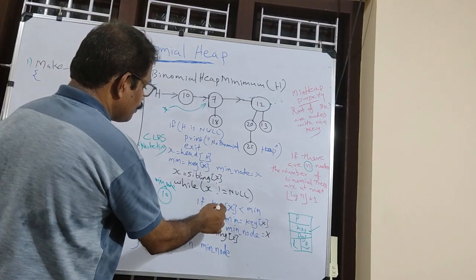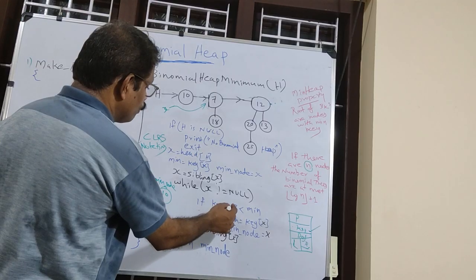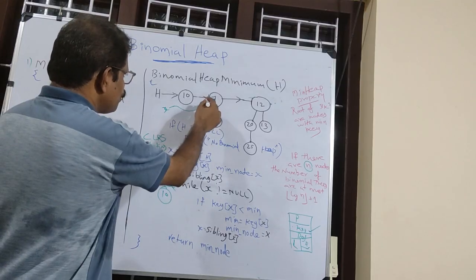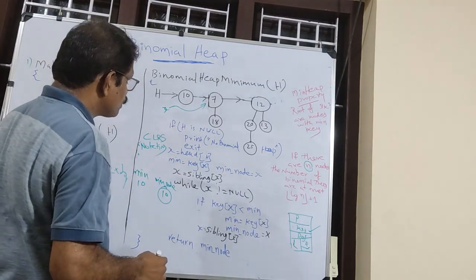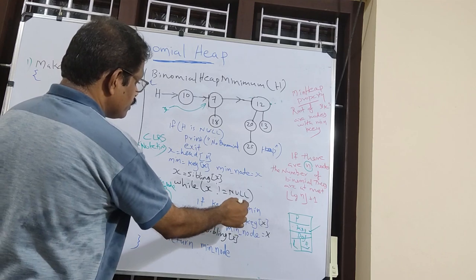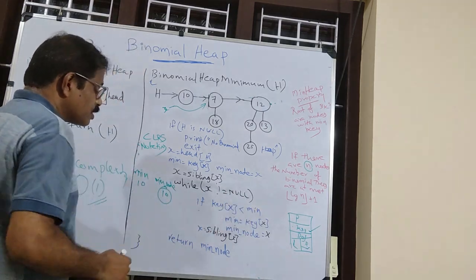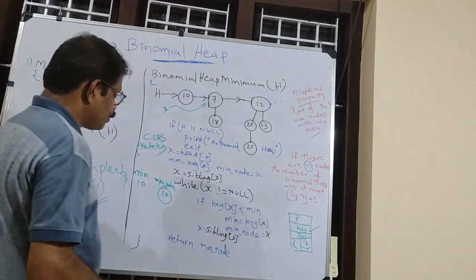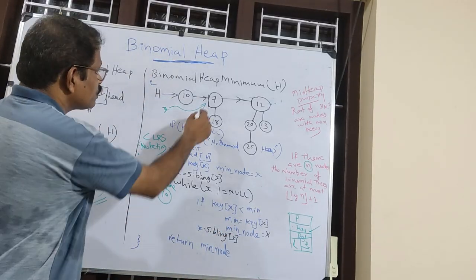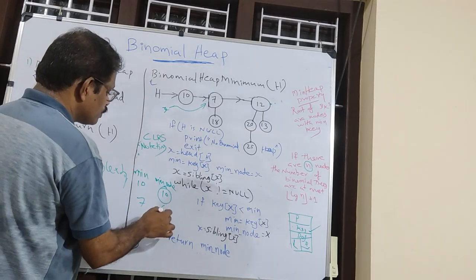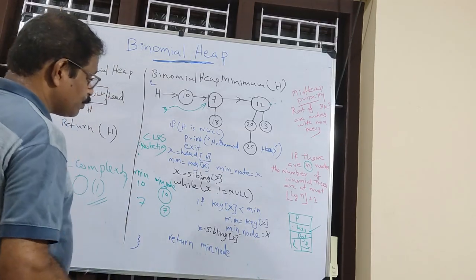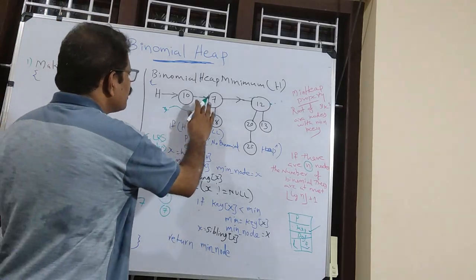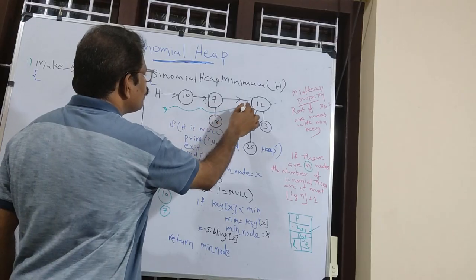Then we will compare the key field of x. At present x points to this node, its key value is 7. So 7 is less than present minimum, which is 10. This condition is correct. So we will be updating minimum value as well as the minimum node. So it is key of x, it is 7, and the node is this one. This is the minimum. Then x will be advanced, x equal to sibling of x.